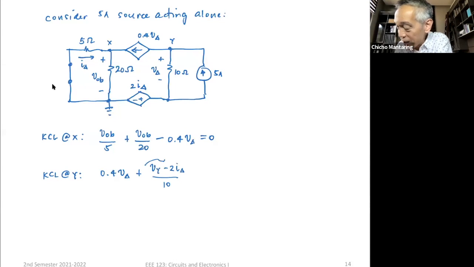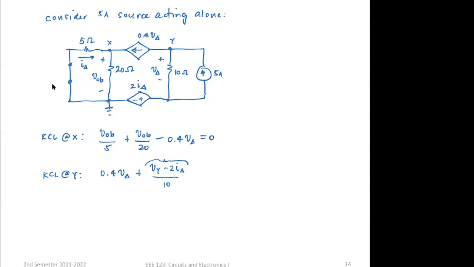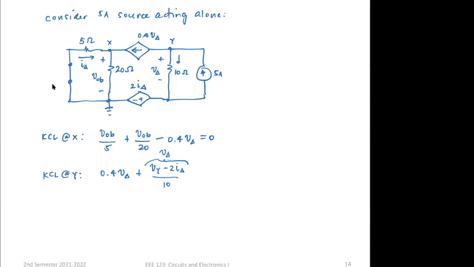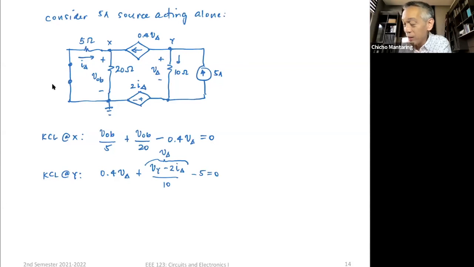But what is this? It's also V sub delta po. Yeah, that's V sub delta, no? Ito yung V sub delta. Kasi ang current na bumababa rito is the voltage across this resistor divided by the resistance. And the voltage across the resistor is already V sub delta, no? So yung current dito is just V sub delta divided by 10, no? But anyway, you're correct, no? Sige, tuloy mo. Okay po. Minus 5 equals 0 po. Minus 5 is equal to 0.